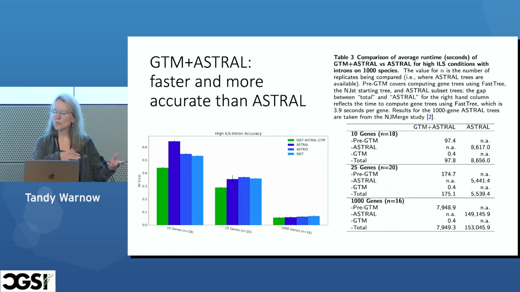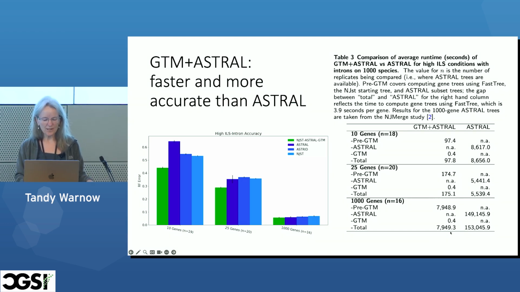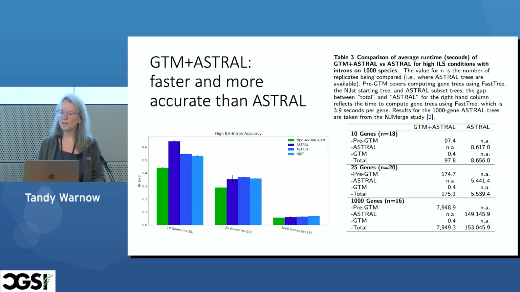But the fact that it's more accurate is really interesting, and it has to do with how ASTRAL constrains its search space. Look at the runtime. For 1,000 genes, the difference is 8,000 seconds for the pipeline, and 153,000 seconds for ASTRAL. It's a really big improvement in runtime, an improvement in accuracy, and you maintain statistical consistency.